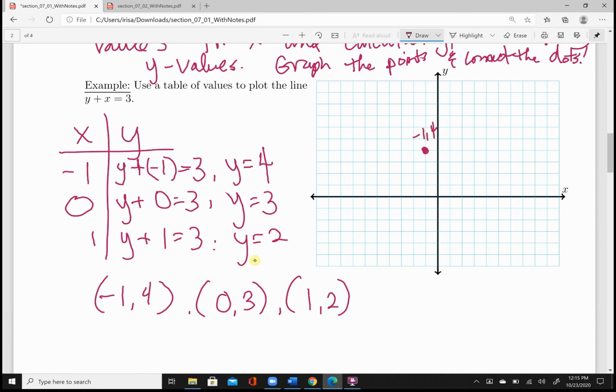-1, 4. And I'm just labeling them for the sake of completeness here. Here's 0, 3. It's also called the y-intercept, 0, 3. And then here is 1, 2. And notice that all 3 of these points lie on a very clearly defined line, right? That's good. That's what you should expect.